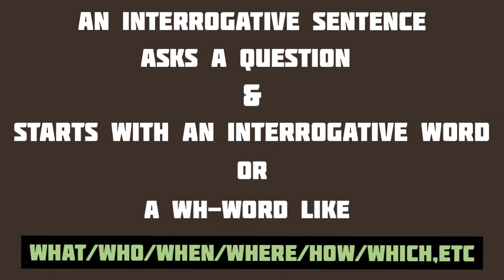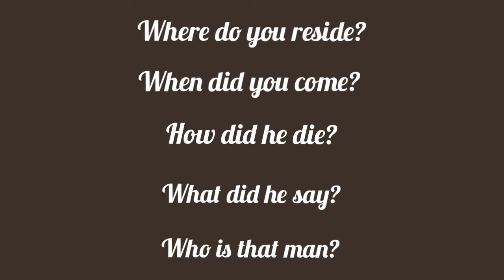And an interrogative sentence that starts with one of these WH words is also called a WH question or an open question because it cannot be answered in yes or no. Now see some examples of WH questions or open questions on your screen. Where do you reside? When did you come? How did he die? What did he say? Who is that man? All these open questions start with one WH word or the other.